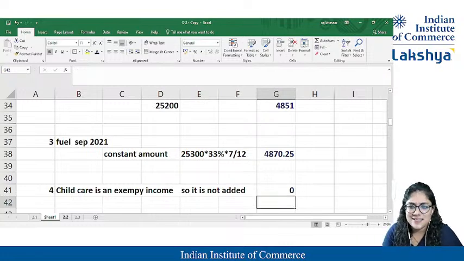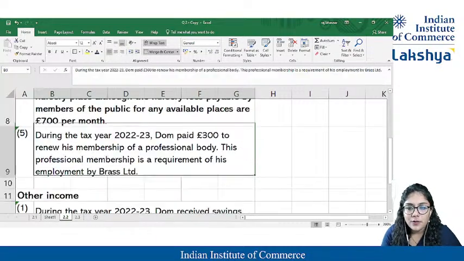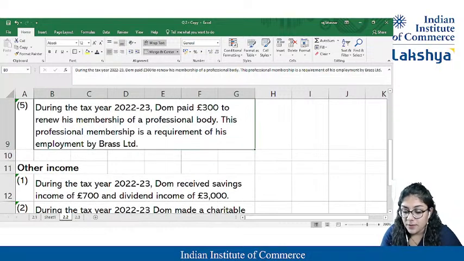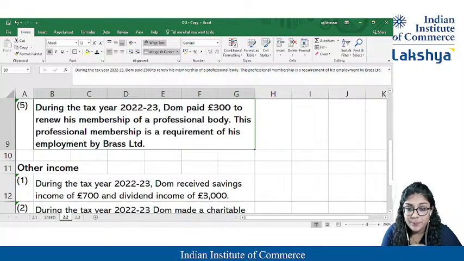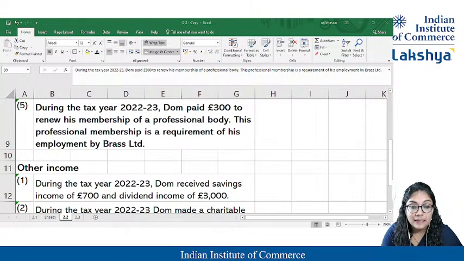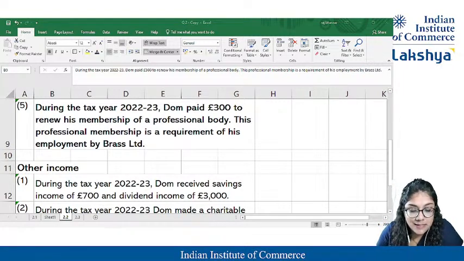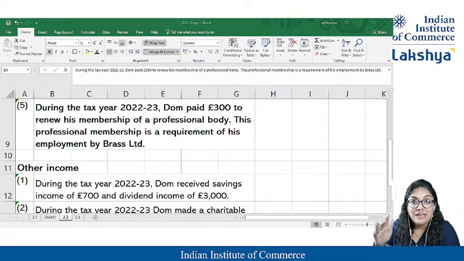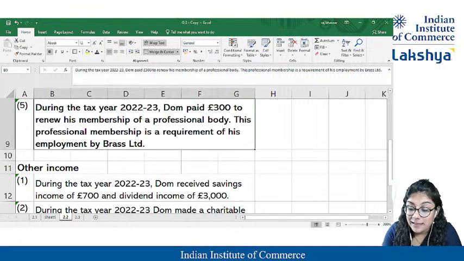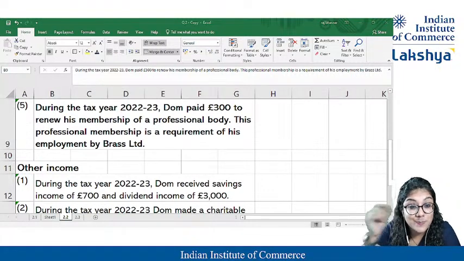Yeah, it's easy. So later on, they have told, during the year 2022-23, my employee has paid £300 to renew his membership of the professional body. If you remember, if I'm paying any fees for ACCA or CA qualified courses, then we do get a deduction, like minus 300. So we can consider it as an expenditure.